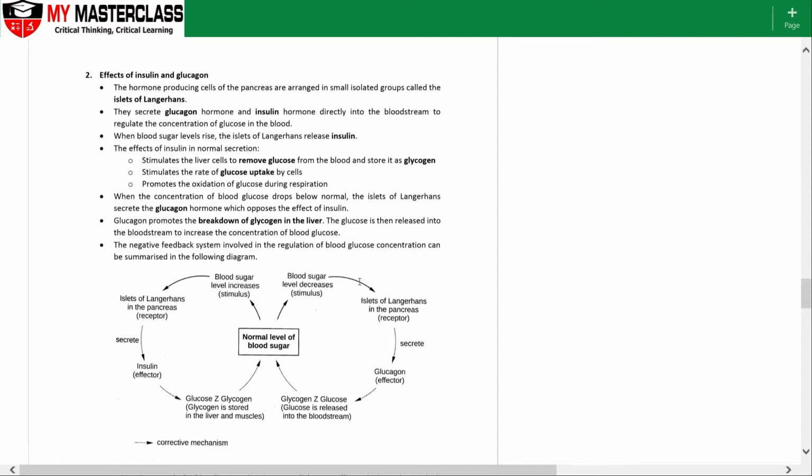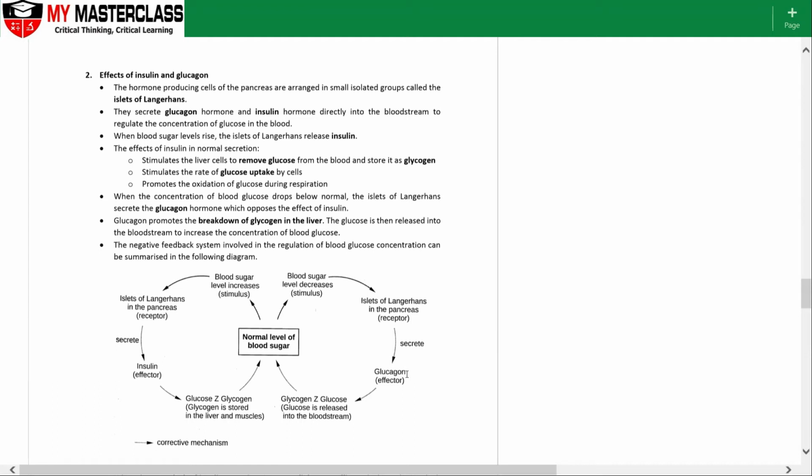Now likewise, when there is a drop in blood glucose level, be it after a run, during the fasting period, or through the night itself, when you have several hours of not eating, the drop in blood glucose level will stimulate the islets of Langerhans in the pancreas to secrete glucagon. Glucagon acts in the opposite way of insulin.